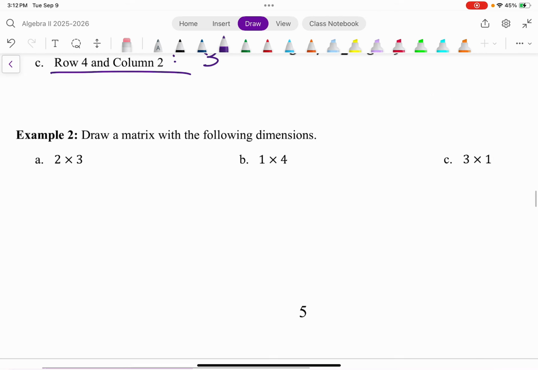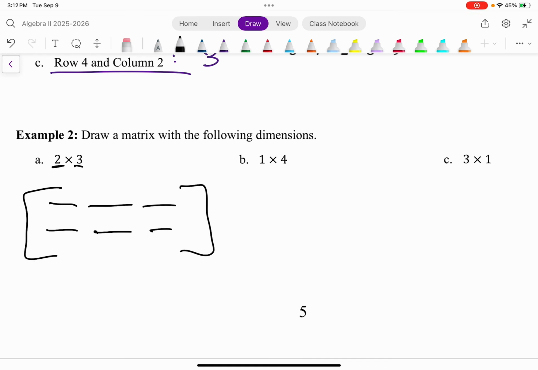Next, you are going to be drawing a matrix with the following dimensions. So remember, the first number is rows. So this one has 2 rows and then 3 columns. So 3 going across, 2 going up and down. When you are drawing a matrix, you need to put in entry values. So pick any random numbers that you want to list in here. I usually just start at 1 and work my way up. Some people put all 5s, all 2s, all 3s. It could be the same number. It doesn't matter as long as it's a 2 by 3.